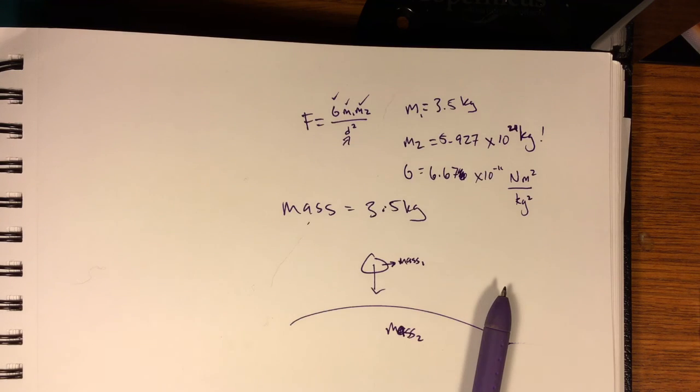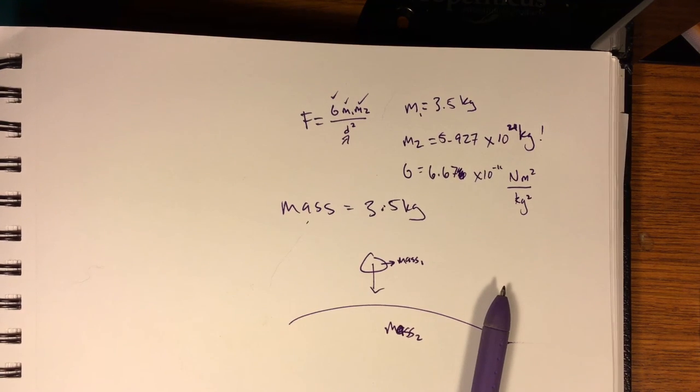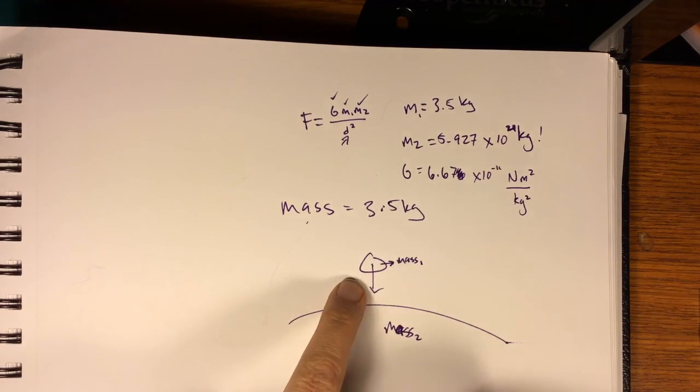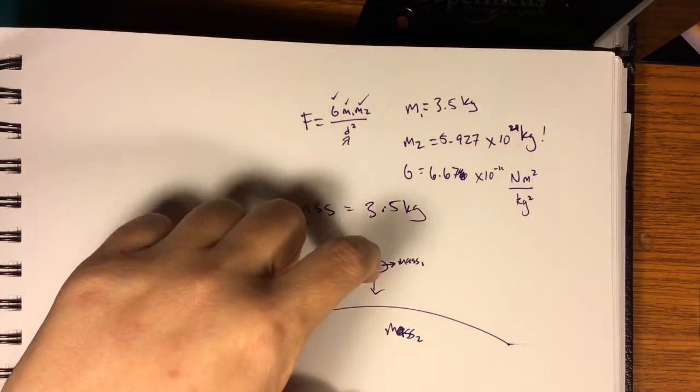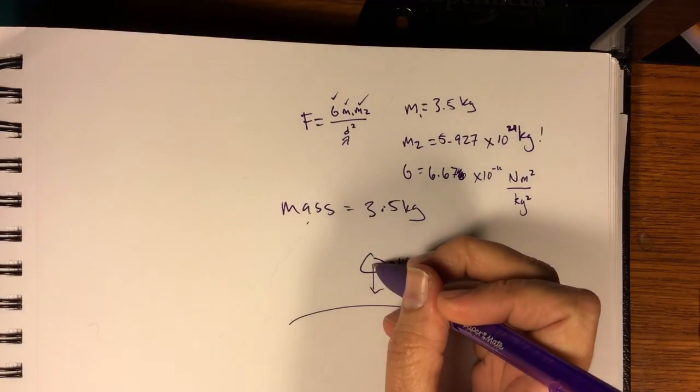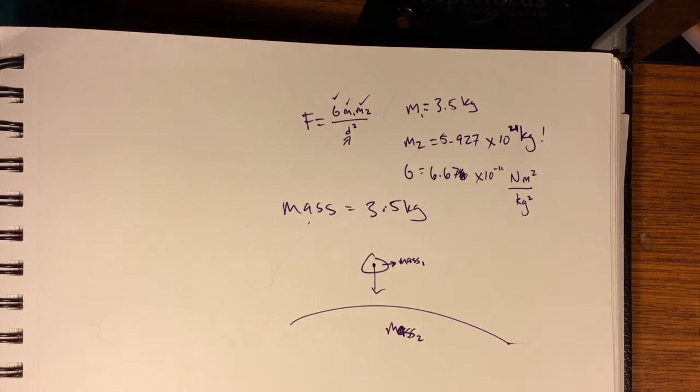Okay, so we need to know the distance between the rock and the very center of the Earth, because whenever two things are attracted to each other, we approximate how far away they are from their center of mass, and the distance from the edge of the Earth to the center of mass is the radius of the Earth. So let's look that up real quick. Radius of Earth, in meters.